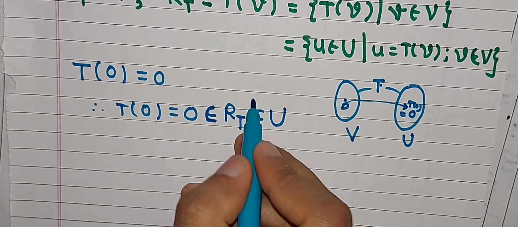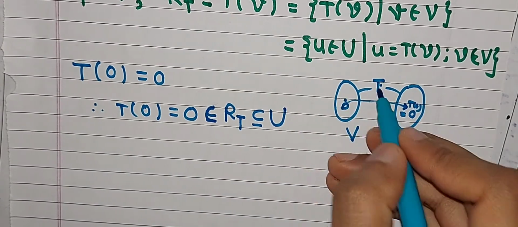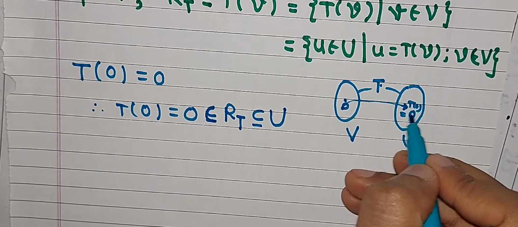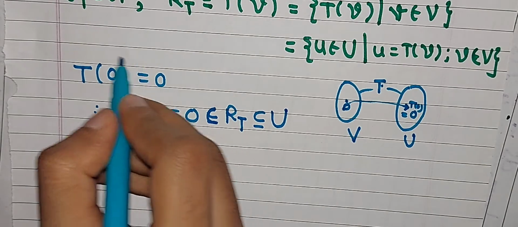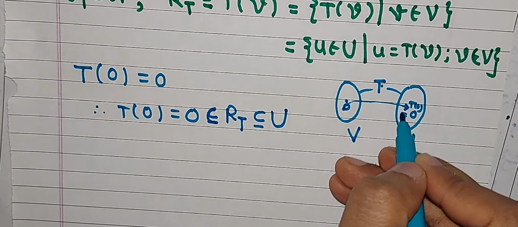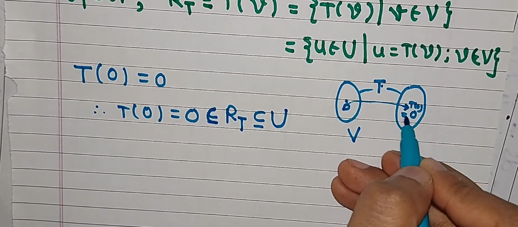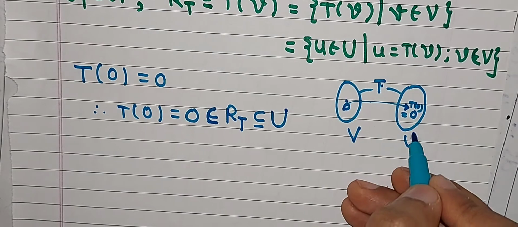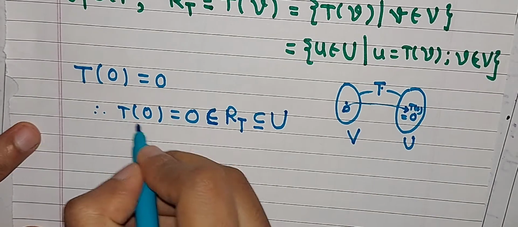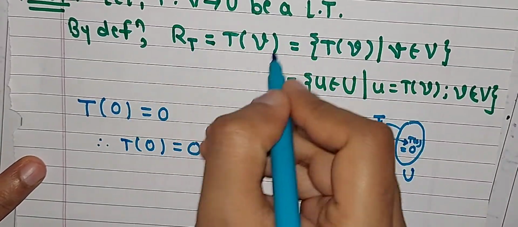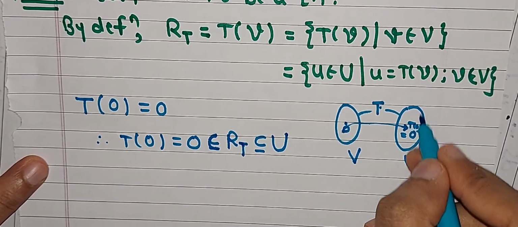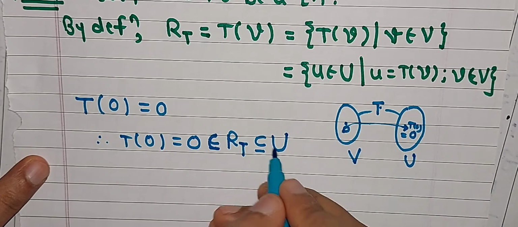So when we take 0 from my domain and apply the transformation on this 0, we have its image T(0), but from the result, T(0) is equal to 0. This is my range set, the collection of all my images, and it is present in my codomain U. Therefore we can write T(0) equal to 0, which satisfies my given definition. Therefore this 0 belongs to my range of T, and the range of T is of course present in our codomain, therefore it is a subset of U.